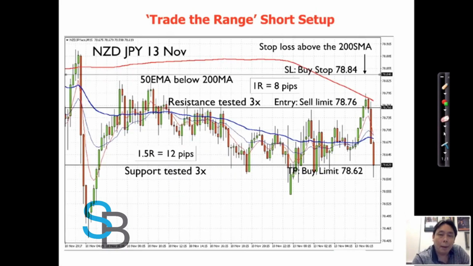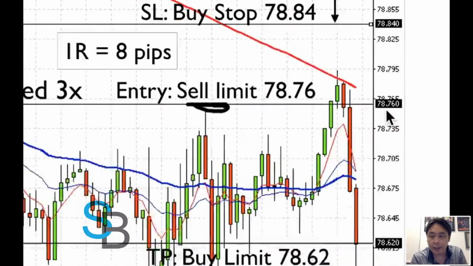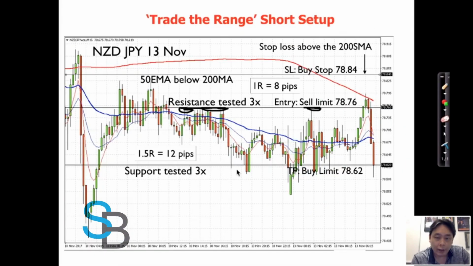So let's take a look at some examples on trading the short side of the range setup. So over here I've got New Zealand yen on the 13th of November. And again, I spotted a channel range setup. And you can see that there's a strong resistance over here. All right, tested 1, 2, 3. Strong resistance at 78.76. And then we have a support as well. Support at 78.62.